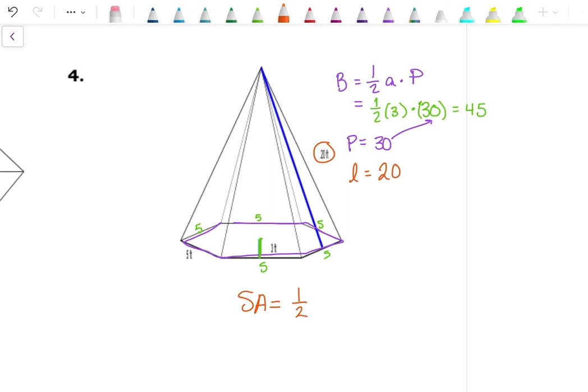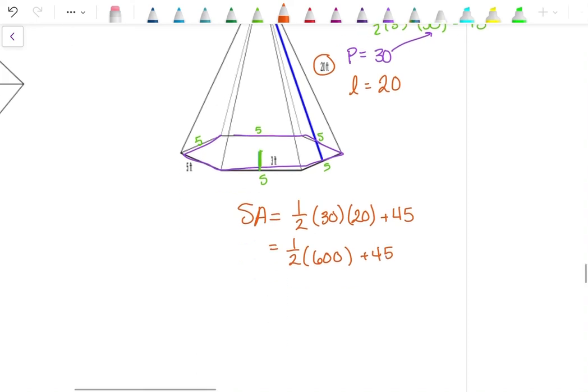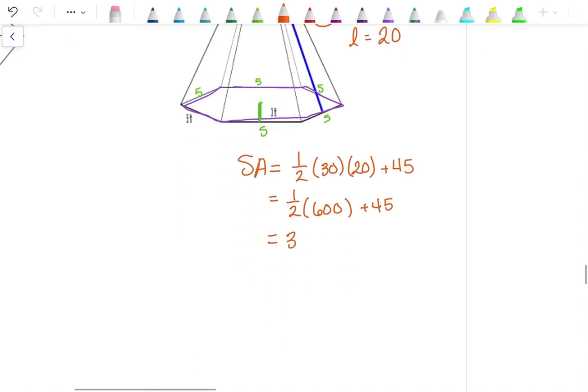Plug it in, 1/2 the perimeter, 30 times the lateral height, 20, or the slant height, plus the area of the base, 45. So this is going to be 1/2 of 600, plus 45. Half of 600 is 300, so 300 plus 45 is going to be 345. So this is 345 feet squared for my surface area.